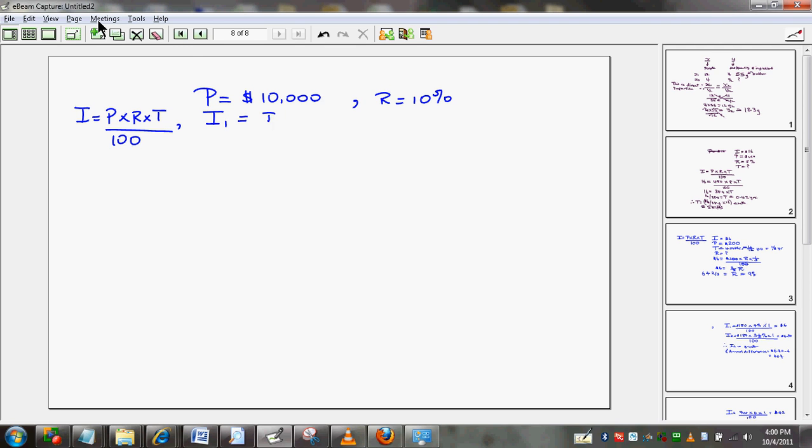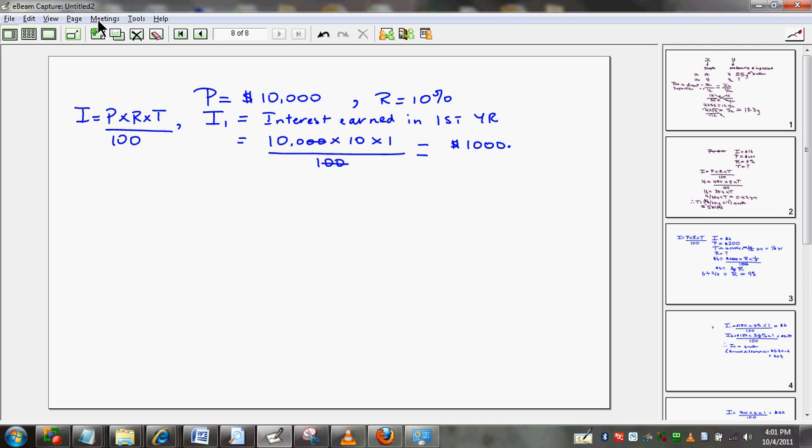I1 is equal to the interest earned in the first year. That will be his principal, which is 10,000, by his rate, which is 10%, by time, which is 1 year, over 100. That's how much he'd earn in the first year. Principal by rate by time over 100. How much does that work out to be? That will be $1,000. So that'll be the interest he would earn in his first year.